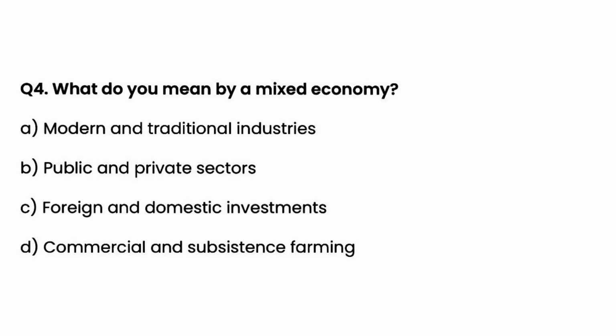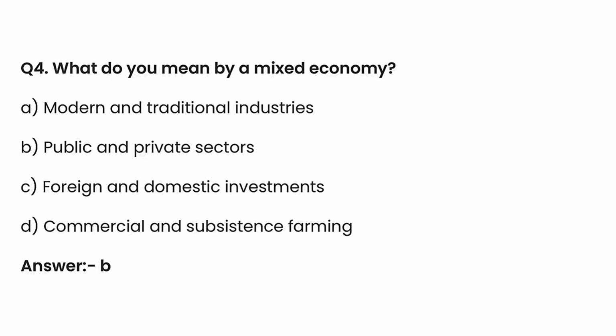What do you mean by the mixed economy? First one, modern and traditional industry. Second, public and private sector. Third, foreign and domestic investment. And the last one is commercial and subsistence farming. Answer is option B, public and private sector.